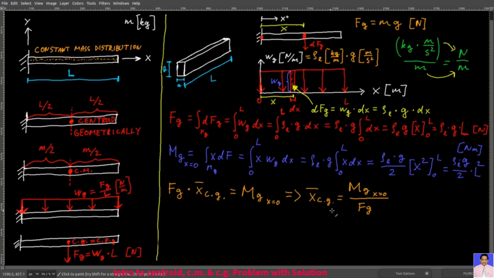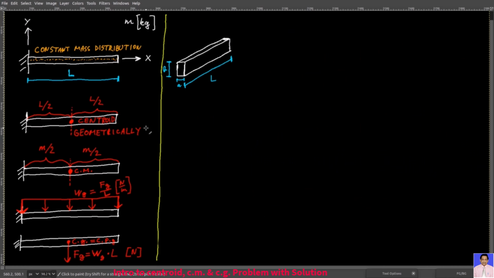And now, Fg times x bar Cg, that's your moment due to gravity at x equals 0 meters. So you calculate the center of gravity like this, which is essentially this expression here. You can cancel out a bunch of stuff here, and so your x bar Cg is L over 2 meters. That's your center of gravity. As you can see, your centroid, your center of mass, and your center of gravity are all the same. But now I have an exercise for you.